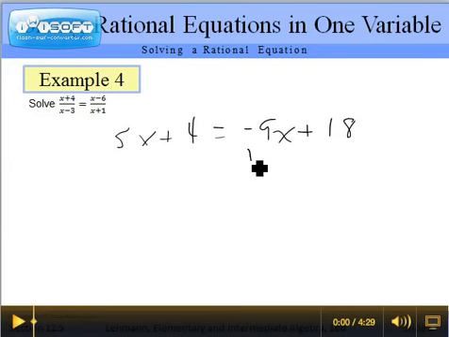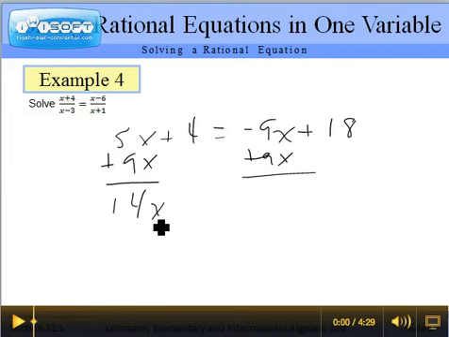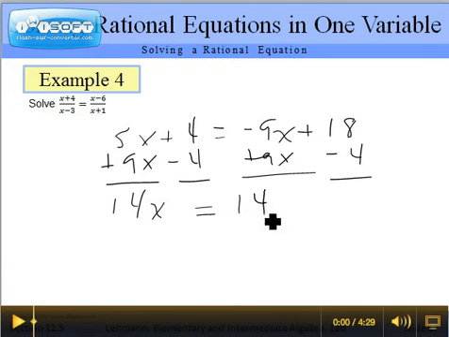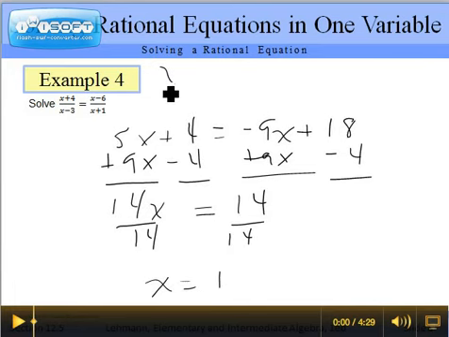Then when I want to solve this, I'll add 9x to both sides, giving me 14x. I'll also subtract 4 from both sides, giving me 14. So when I divide both sides by 14, I get x = 1. Recall that our excluded values were 3 and negative 1. Since 1 is not an excluded value, the solution is 1.